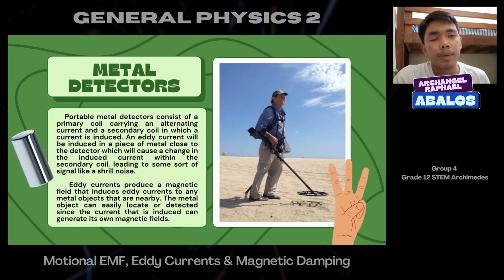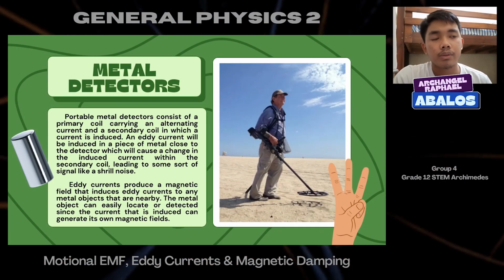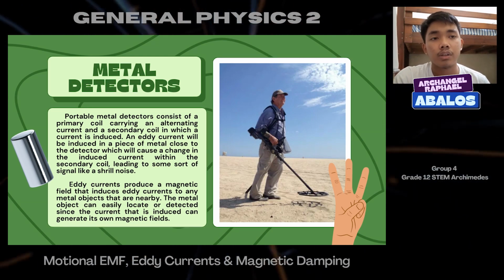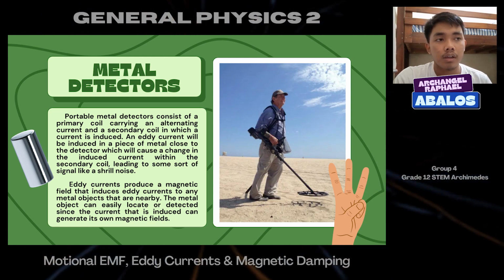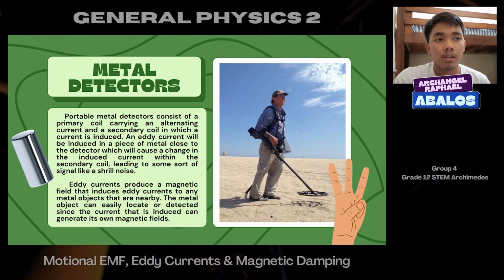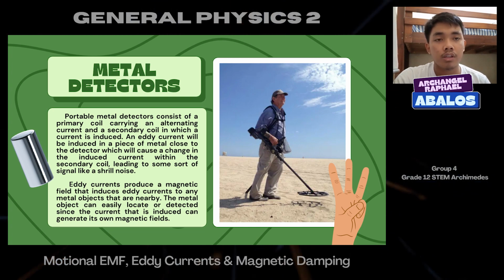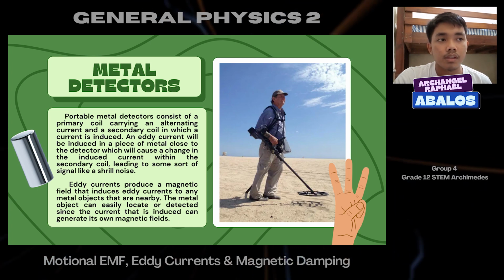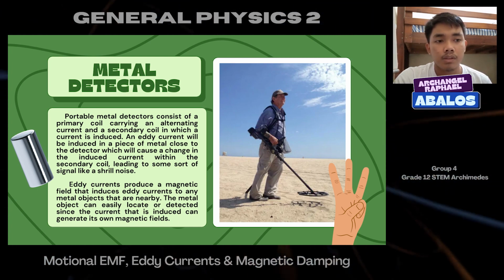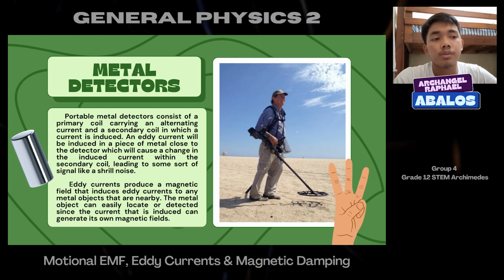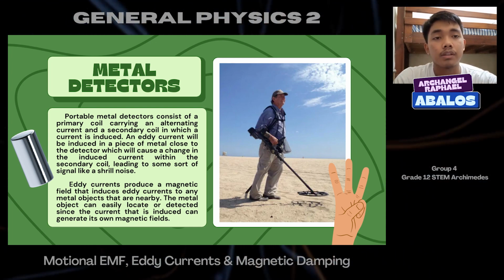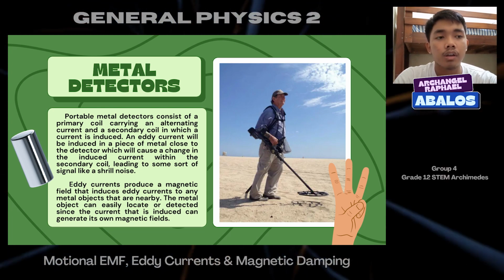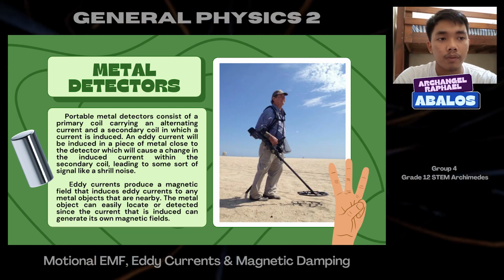So for number 3, we have metal detectors. Portable metal detectors consist of a primary coil carrying an alternating current and a secondary coil in which a current is induced. An eddy current will be induced in a piece of metal close to the detector, which will cause a change in the induced current within the secondary coil, leading to some sort of signal like a shrill noise. So eddy current produces a magnetic field that induces currents in any metal objects that are nearby. The metal objects can easily be located or detected since the current that is induced can generate its own magnetic field.